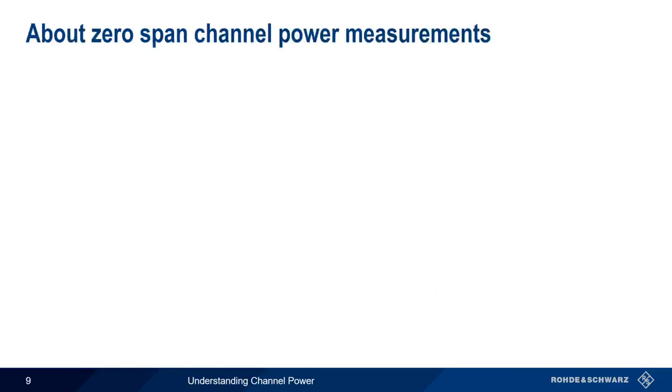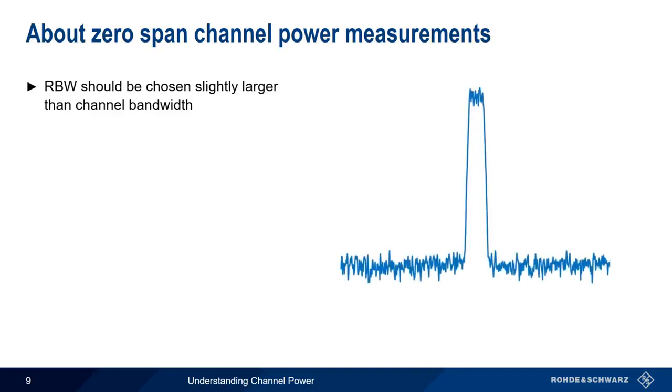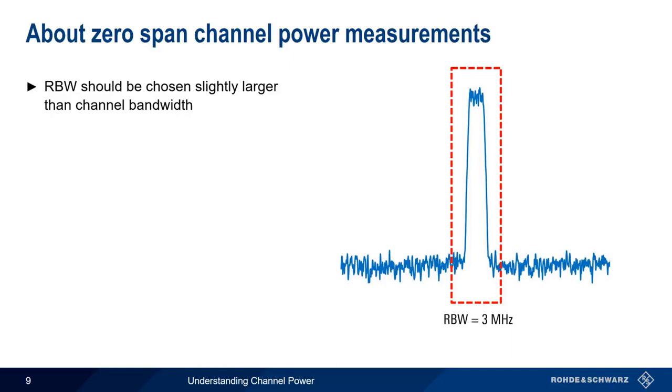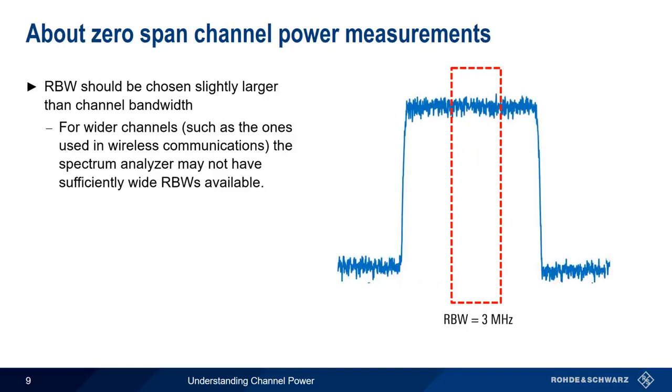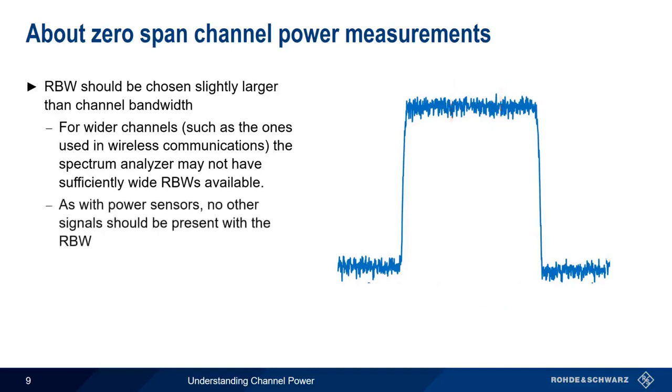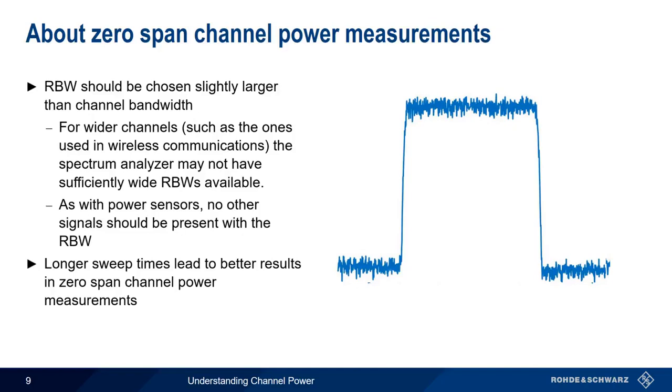When making channel power measurements in zero span mode, a resolution bandwidth slightly wider than the channel bandwidth should be chosen. For example, if we have a 1.4 MHz wide channel, a 3 MHz wide resolution bandwidth would be appropriate. This can be problematic when trying to measure wider channels, like those used in wireless communications, because a spectrum analyzer may not have a resolution bandwidth that's wide enough to cover the entire signal. Also, just as in the case of power sensors, there should not be any other signals present within the resolution bandwidth. One final note. Generally speaking, increasing the sweep time in zero-span mode tends to yield better measurement results.